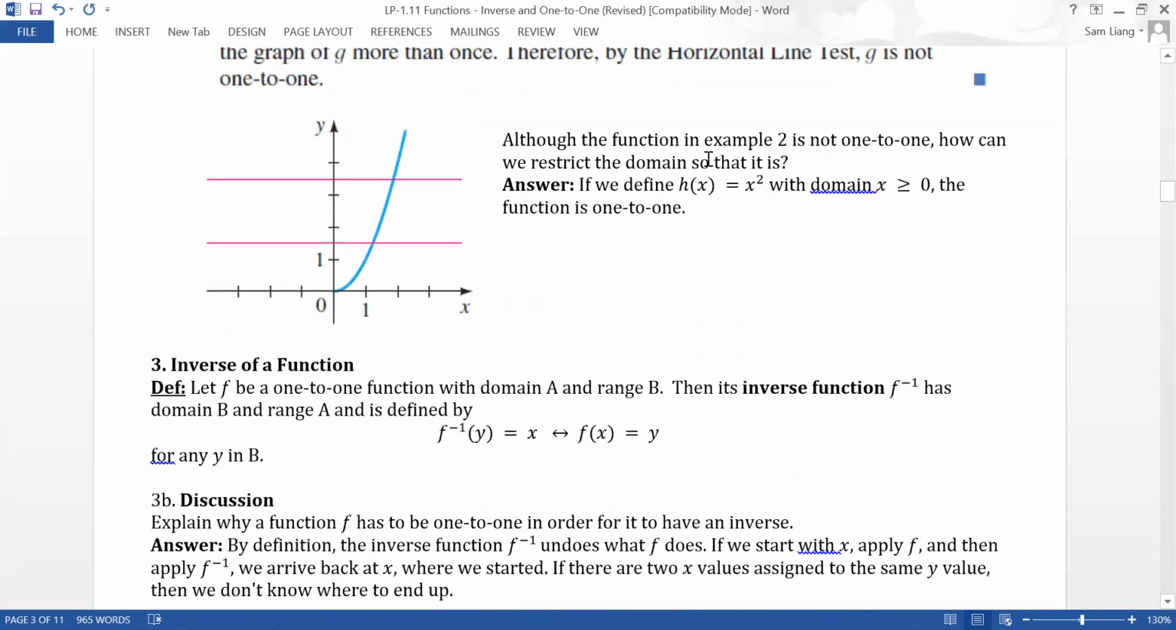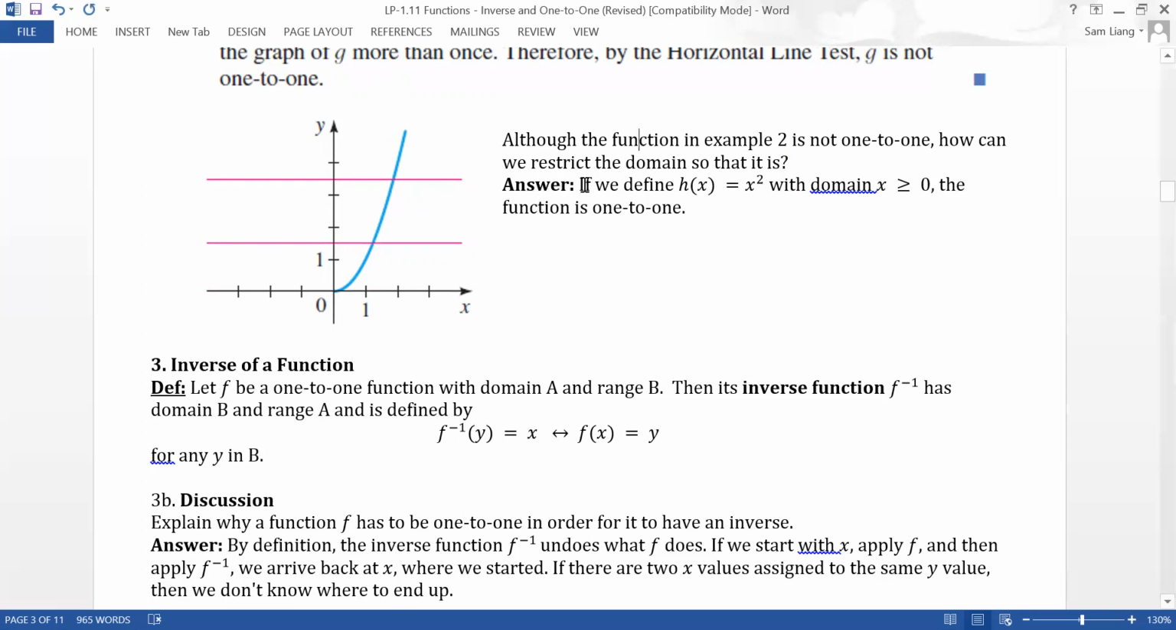So although the function in example 2, the last example, is not one-to-one, how can we restrict the domain so that it is? Okay, and the reason I'm asking this is because there are sometimes where we want to restrict the domain so that it is one-to-one, and this is a segue into our next topic, which is the inverse of a function, which you see here. So if it is one-to-one, then we can make an inverse, right? So only one-to-one functions have inverses, which we'll discuss in just a sec. But yeah, that's why we would want to restrict the domain sometimes, okay?